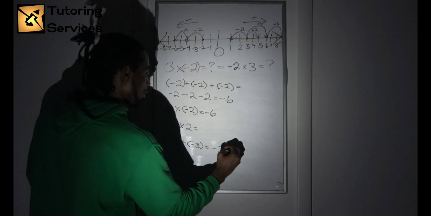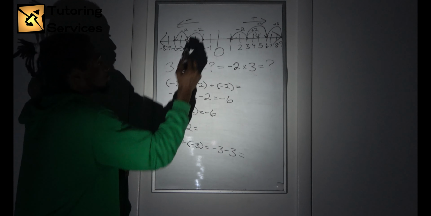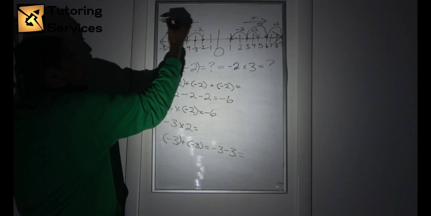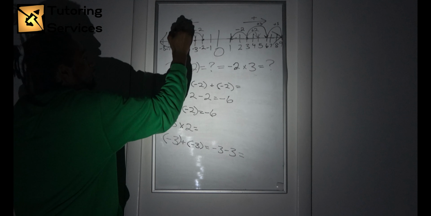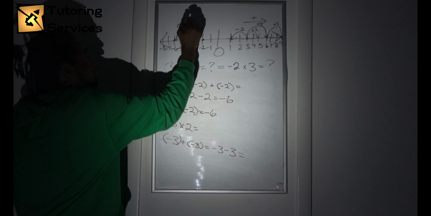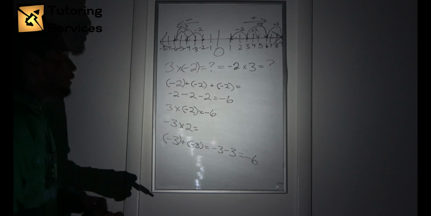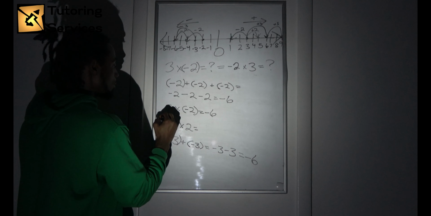Which is negative 3 minus 3, which equals, let's find out. Well, we start at negative 3, then we minus 3 again. So 1, 2, 3. And that's negative 3. So that brings us to negative 6. So it's the same thing. See how this is the same?